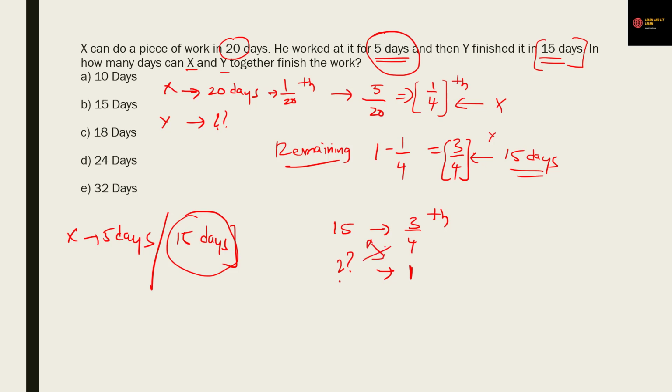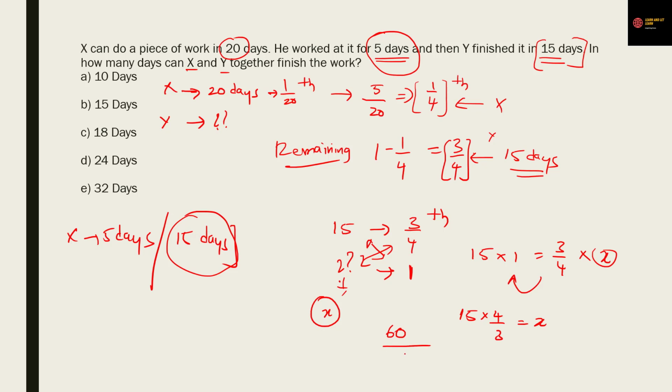All you have to do is cross multiply. Just explaining you a very basic model. So you have here 15 into 1 is nothing but 3 by 4 into x, suppose this is x, right? So you want the x value, you have to send this to the other side. So you have 15 into 4 by 3 equal to x. How much is this? 15 fours are 60. 60 by 3 is 20. So this 20 is nothing but how many days Y takes to complete the work. 20 days Y takes to complete the work.